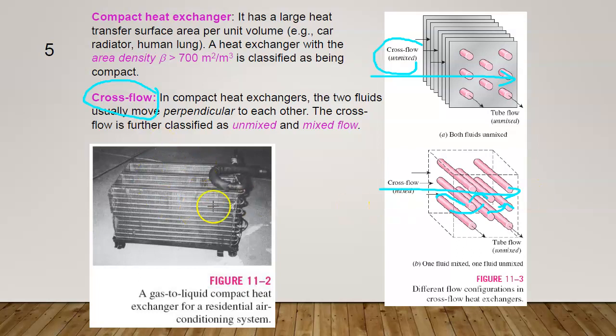We have here a compact heat exchanger. This is an example of a compact heat exchanger where the area density is bigger than 700 meter square per meter cube. It's classified as being compact.